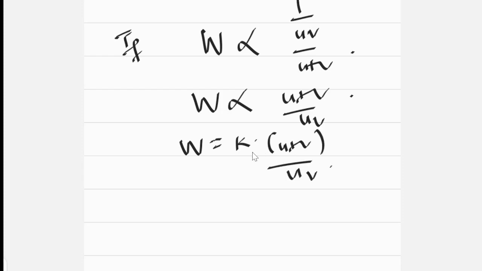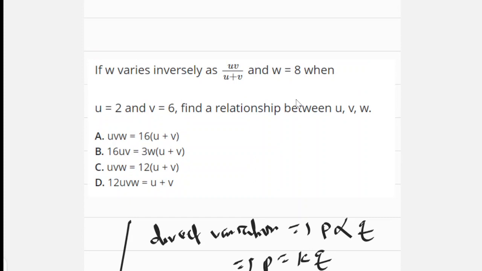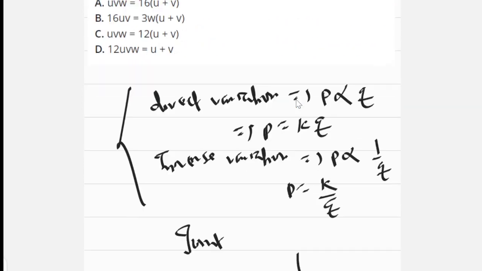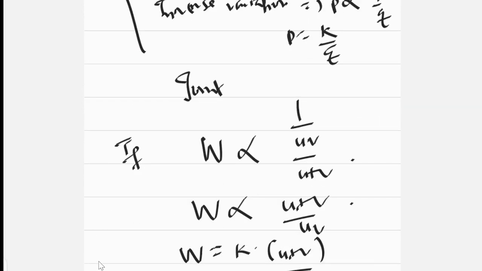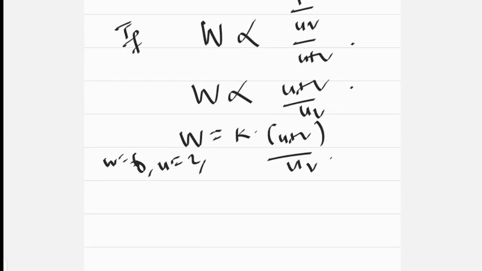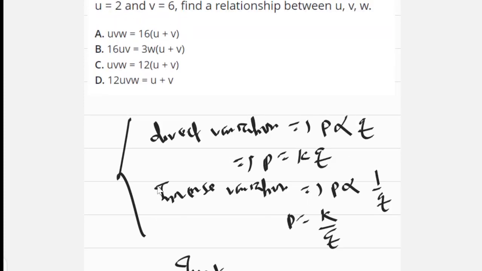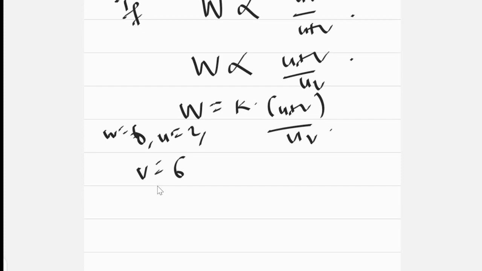In some cases, they just give you the value of these three parameters U, V, W, and they ask you to find the value of K. But let's check the question. We were also given W to be 8, U is 2, V is 6, and the question asks us to find the relationship between U, V, and W. That is not difficult to do.